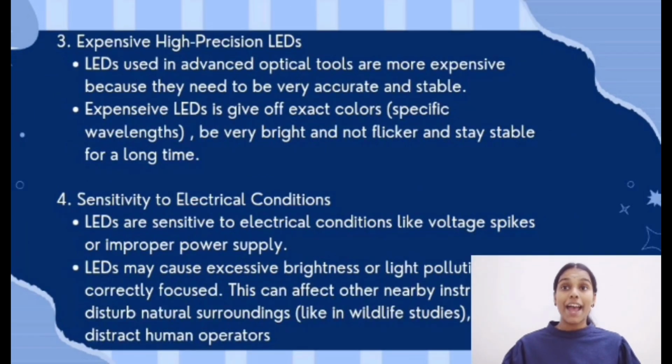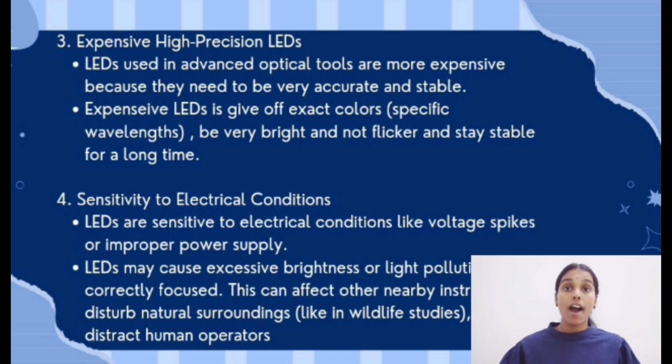The third one is the expense of high precision LEDs. Actually, LEDs are very cheap, but the ones used in optical instruments need to be high precision. That means they must give off very specific colors or wavelengths, be extremely stable, and avoid flickering, even after long use. Because of these strict requirements, these LEDs are more expensive, which increases the overall cost of the equipment.